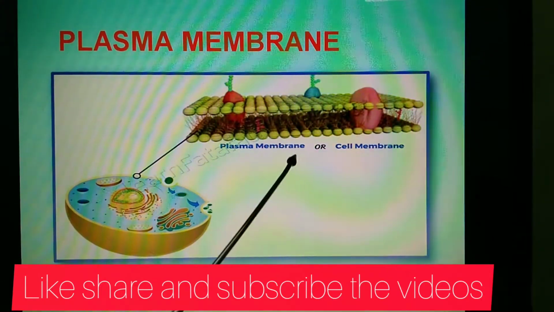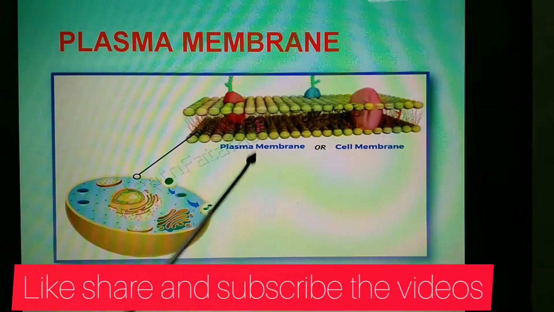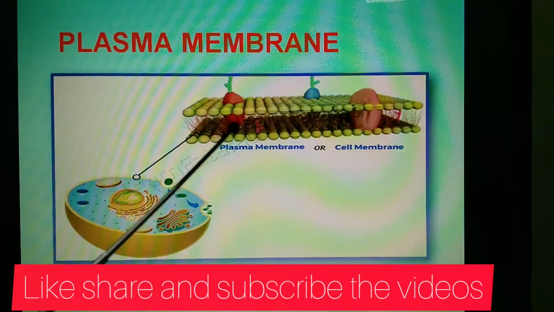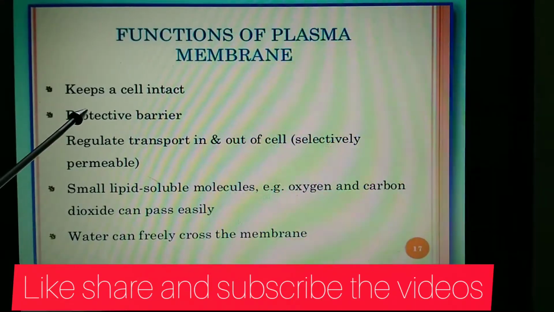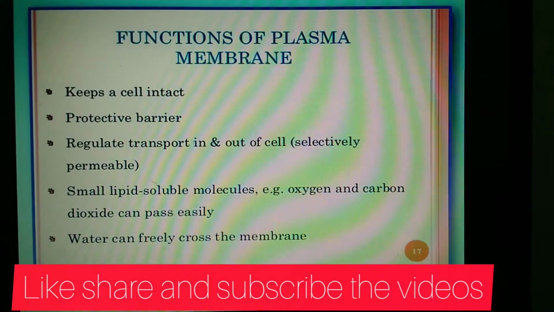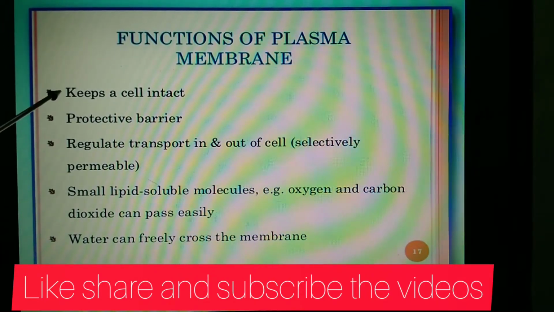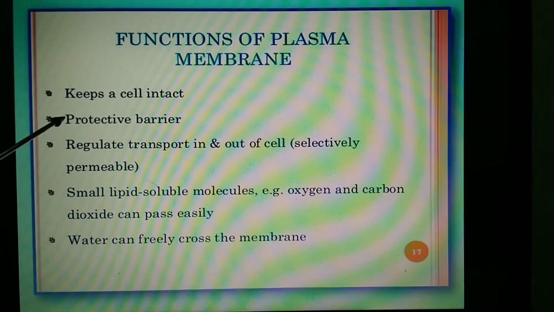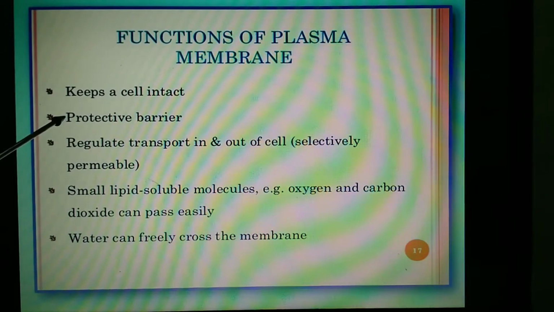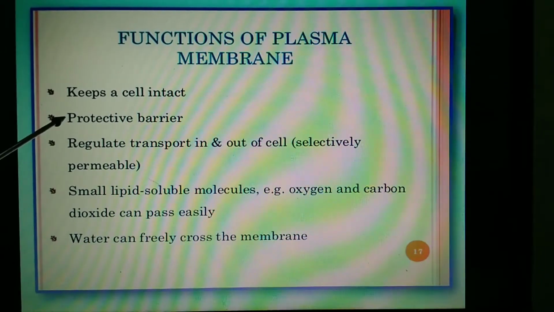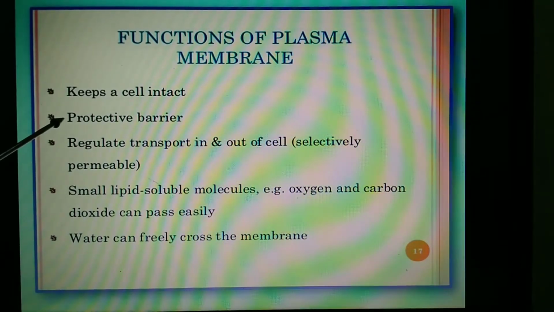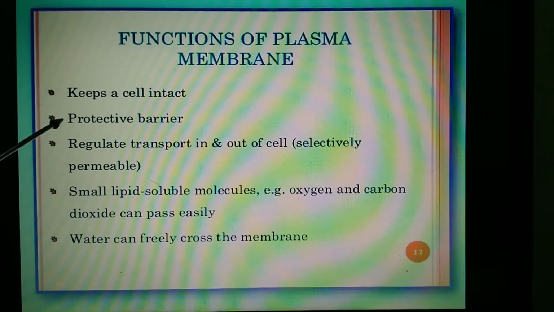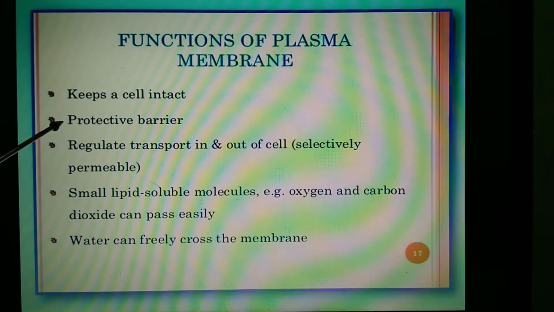The entry or exit of any solute particles or solvent will be allowed only in the presence of this plasma membrane. Therefore, the function of the plasma membrane is that it keeps the cell intact. That means it acts as a protective barrier to keep the cell in an intact position, and to check the entry and exit of particles into the cell or outside the cell.